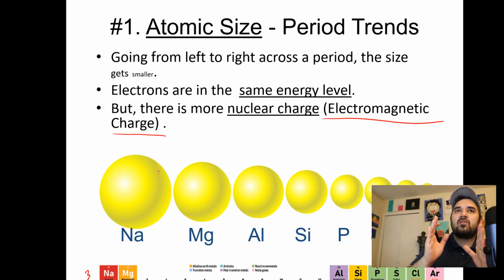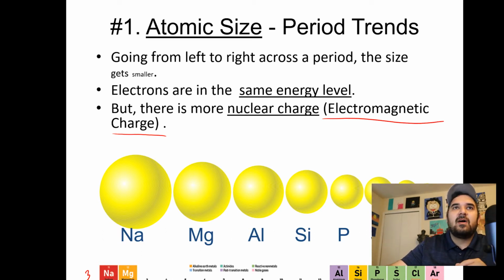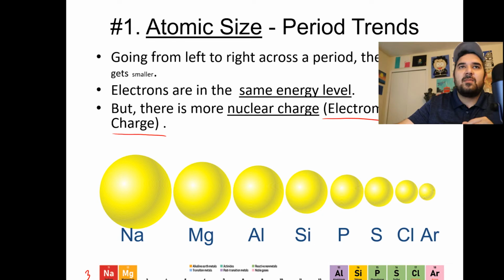So moving across a period on the periodic table is going to shrink your atom. So from sodium to magnesium, it gets smaller. To aluminum, it gets smaller. Silicon gets smaller. And that trend just carries on all the way to the very end. Let me move my image real quick. So we're talking about argon right here at the end. That's the noble gas. It just continues getting smaller as you move forward.